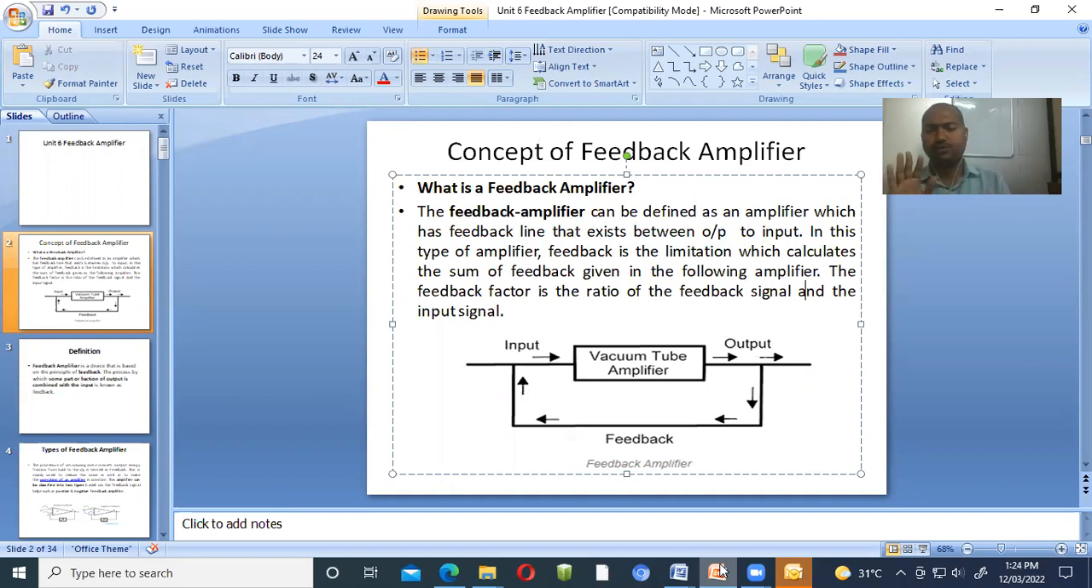We have discussed three things: the concept of feedback, the concept of negative feedback, and the concept of positive feedback, why positive feedback and why negative feedback, and where each is used. Did you understand this thing? Please tell me.